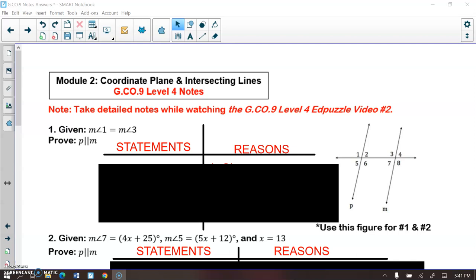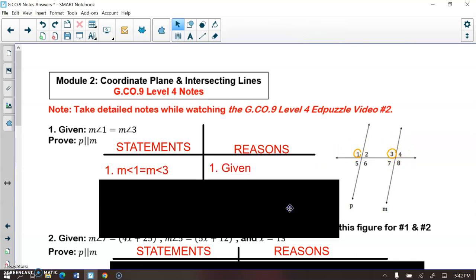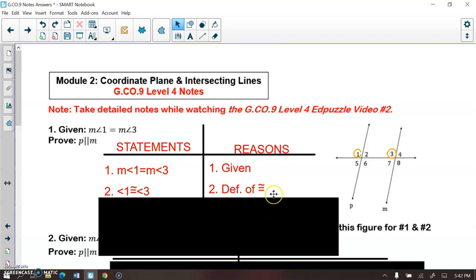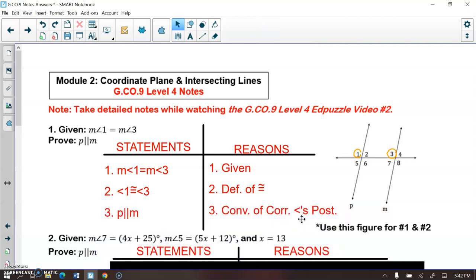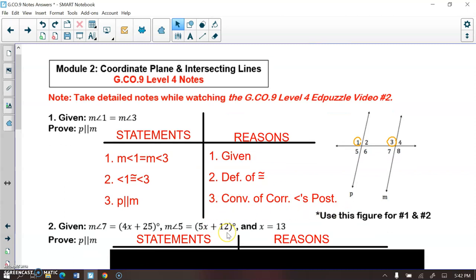All right, so number one, we are given that the measure of angle 1 equals the measure of angle 3. These are corresponding angles. We do need to say that the corresponding angles are congruent by the definition of congruence. And then we can say the lines are parallel. And when we're proving lines parallel, it's always the converse of the theorem or postulate that we're using. So it's the converse of the corresponding angles postulate.